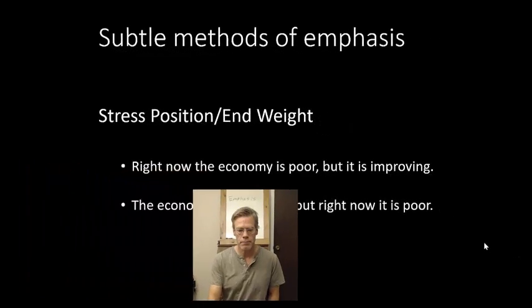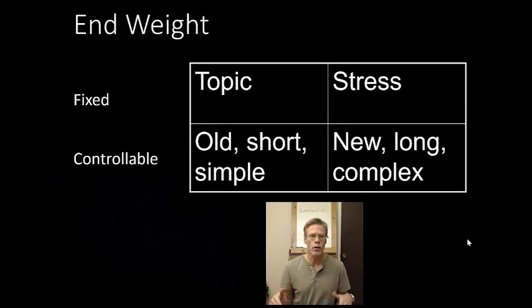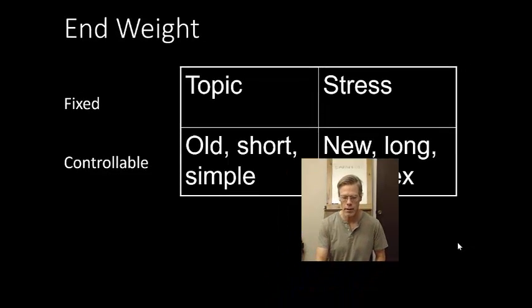We can use that. So, Joseph Williams has a diagram for this. We've seen this before when we talked about cohesion. In the topic position, which is the first part of the sentence, we want old, short, and simple information. That's what we can control, what we put in the beginning of the sentence. We don't want new stuff in there. We don't want long stuff in there. We don't want difficult stuff in there. That's all for the stress position. We save the hard stuff for last. The new stuff, the long stuff, the complex stuff.